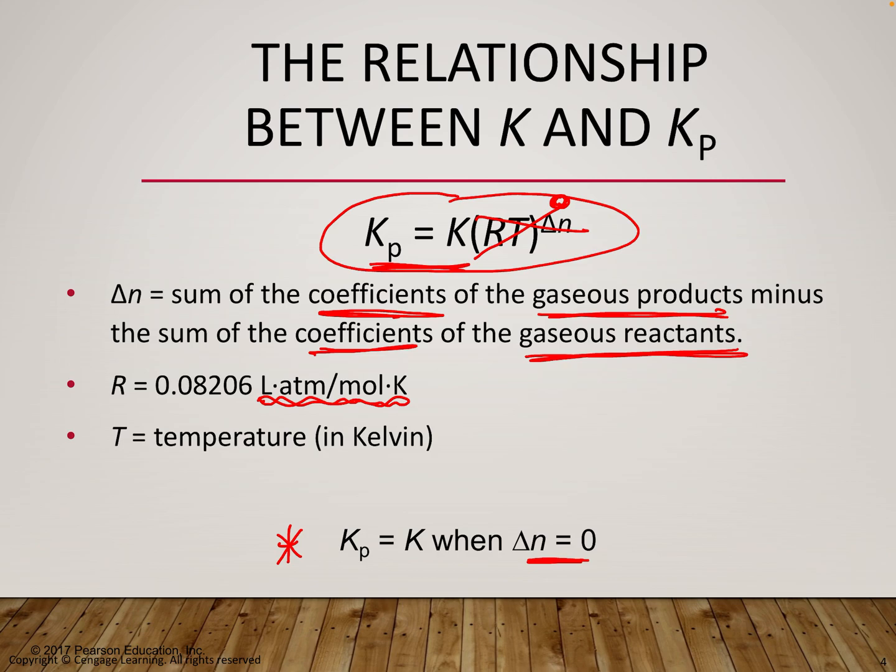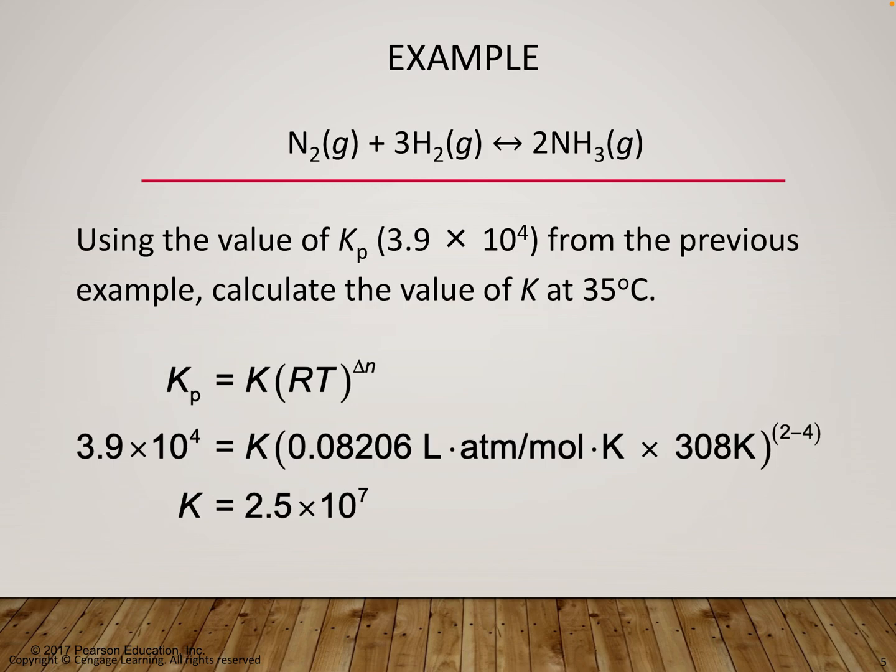Again, you're going to look at your coefficients. So if you add up all of the coefficients of your products, the gases, mind you, I'll add up all of the gaseous products, and then you're going to add up all the coefficients of the gaseous reactants. If your number there is the same, that means your delta n is equal to 0, and Kp will be equal to K. Otherwise, you go through and calculate it this way. Let's go through and look at it.